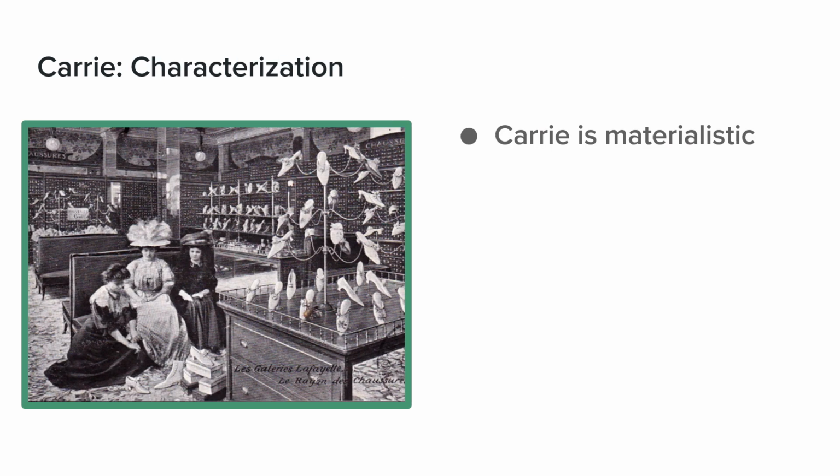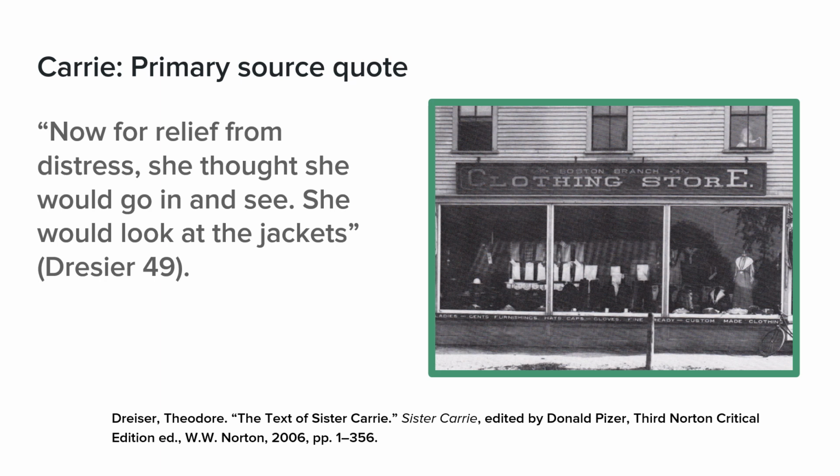Throughout the story, Carrie's most prominent character trait is her materialism. She is obsessed with clothing and fashion. She always feels the need to portray the image of a wealthy, elegant woman. For instance, in one scene, Carrie seems to feel relieved from stress by shopping and looking at clothes. Quote, "Now for relief from distress, she thought she would go in and see. She would look at the jackets."